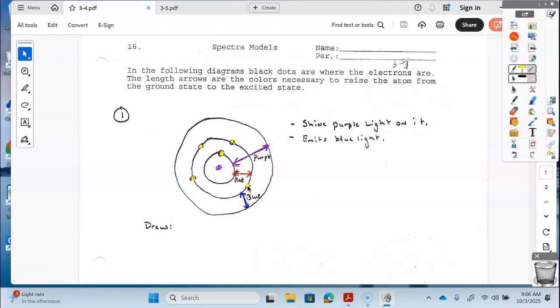All right, so I am now going to shine a purple light on this atom. It's minding its own business, but I get the exact right frequency. I use a big purple that has all the different colors in it. And I shine it on this poor atom. Mr. Stafford, what happens?